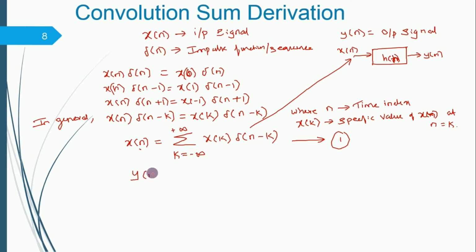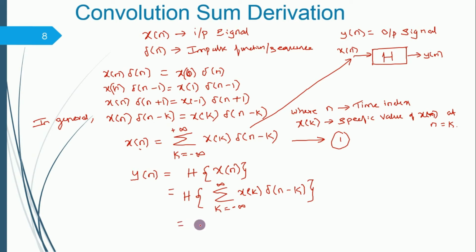How to write the output? y of n can be written as H, where H is the system operator. Let me write it as H for your understanding. This is the system H, and I am supplying an input. Now substitute from equation 1: x of n is substituted with summation from minus infinity to plus infinity of x of k delta of n minus k. So what do you get?